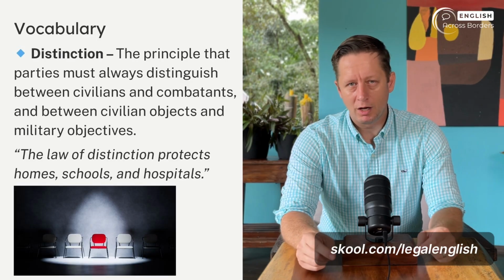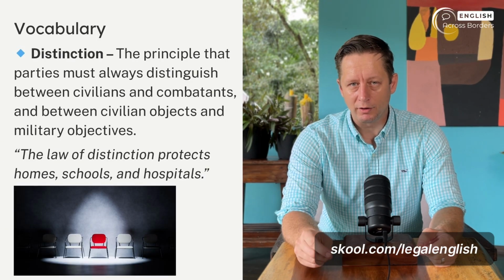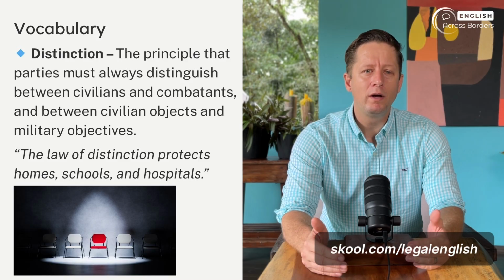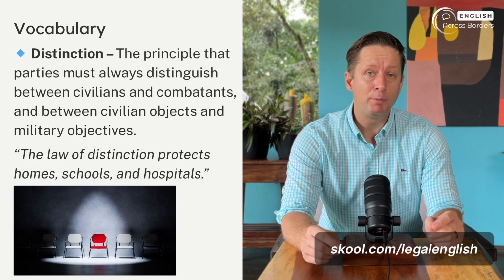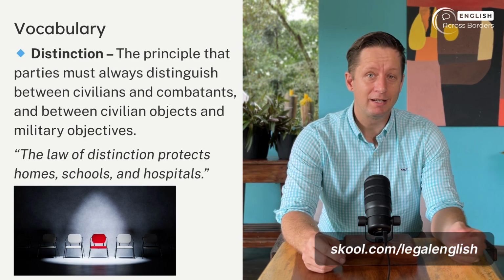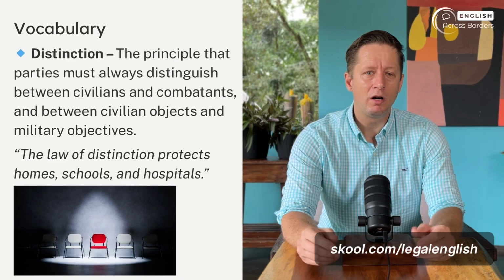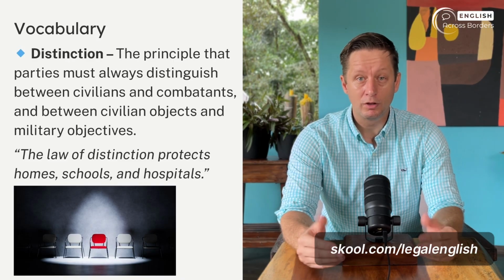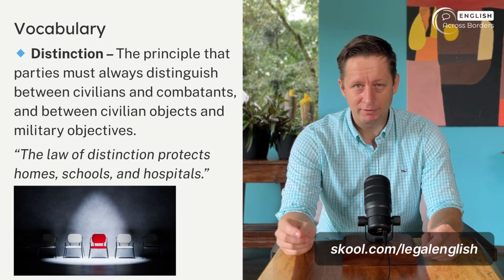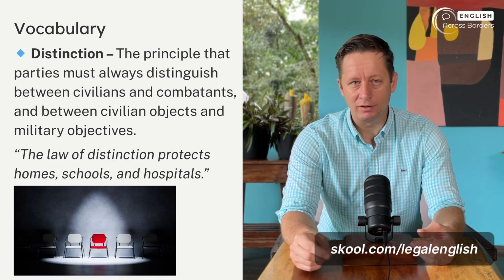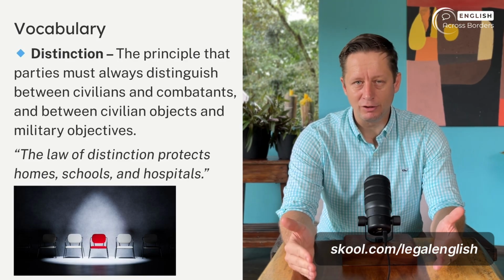The principle of distinction is the cornerstone of IHL. It requires warring parties to always distinguish between combatants and civilians, and between military objectives and civilian objects. For example, the law of distinction protects homes, schools, and hospitals. This means that by default, everything is considered civilian property unless there is clear proof it is being used for military purposes.